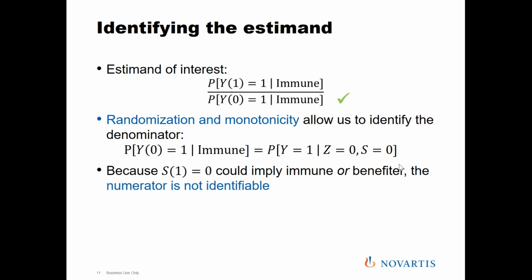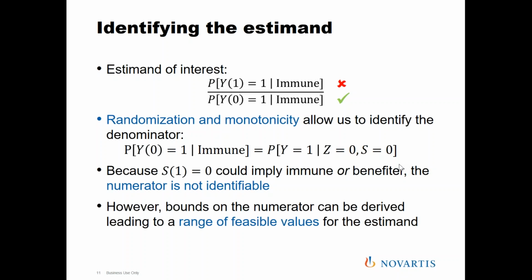But for the active arm, because S of 1 equals 0 could imply either immune or benefitor, the numerator is not identifiable without any further assumptions. We could, and we will in the next couple of slides, derive bounds on the numerator, which will lead to a range of feasible values for the estimand. One could also make further assumptions, of course, although we didn't do that in this case.